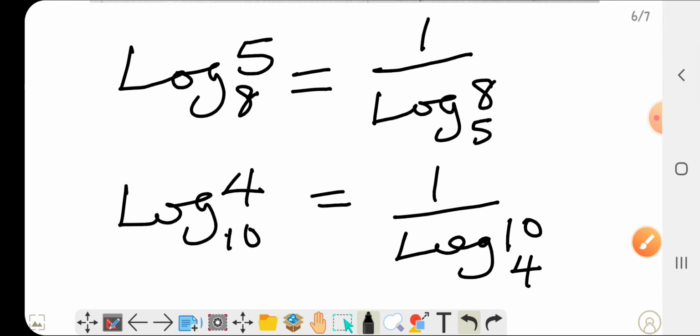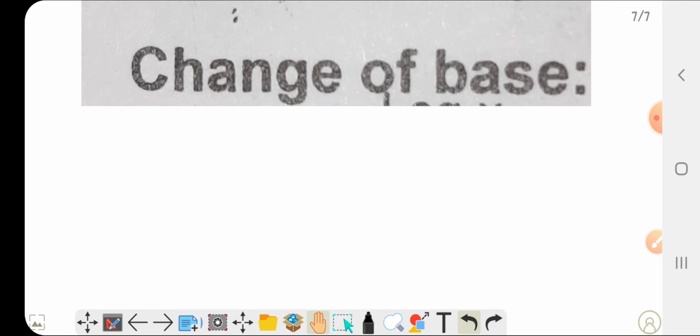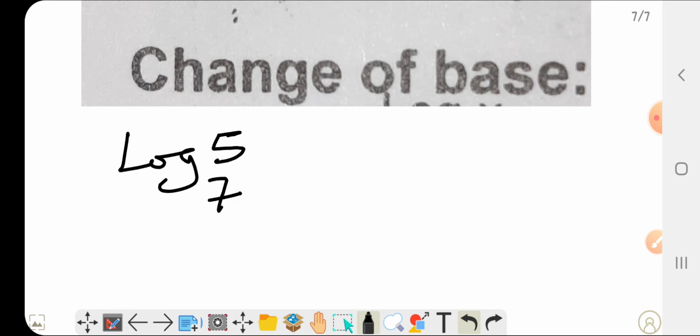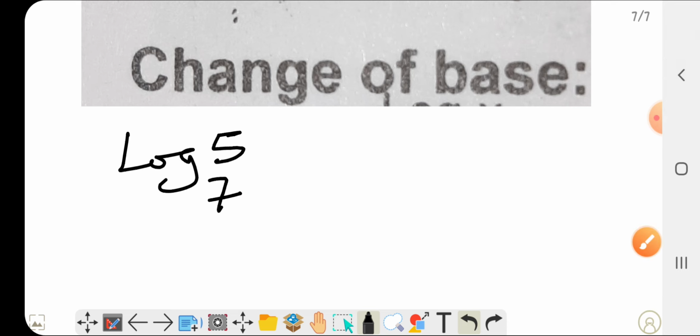So now let's go to change of base. Change of base will be the next one. Change of base is very easy. Well, let's first find out why change of base is very important. Imagine they gave you log 5 base 7 and they said you should simplify. Of course, how do you simplify this? You're going to find out 7 raised to the power what will give 5. You don't know it, so let that power be x. So write it equals x.